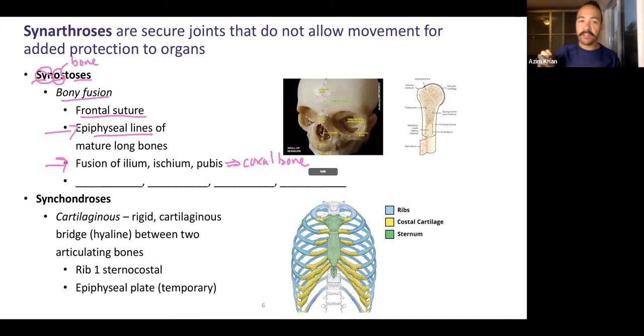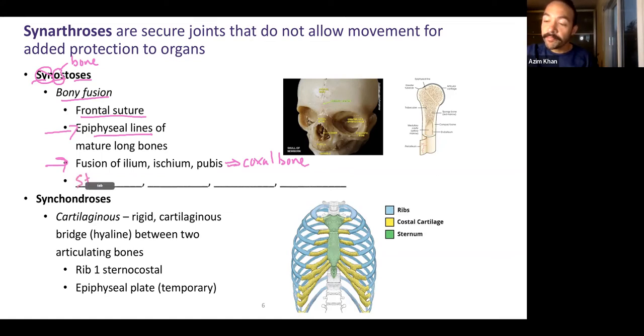And then I have these 1, 2, 3, 4 more examples that I've underlined here that I've left blank. Pause and think for a second. What other bones have we learned that have fused together to form a single bone? It might be just 2 bones fusing together to form one, might be 5 bones fusing together to form one. Take a second. All right. What else have fused together to form a single bone?